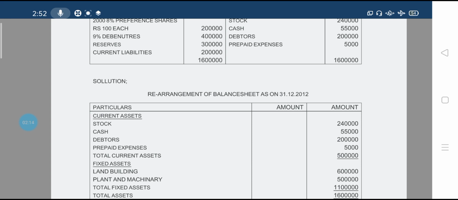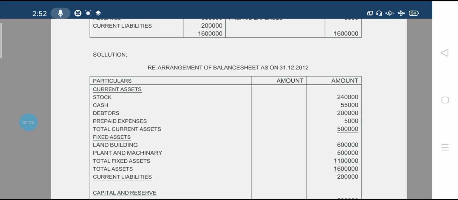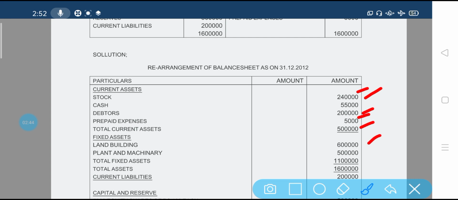the rearrangement is done. The rearrangement of balance sheet as on 31st 12 2012 is as follows. First, the current assets are taken. Stock 2,40,000, cash 55,000, debtors 2 lakh, prepaid expenses 5,000. Total current assets are 5 lakh. And fixed assets, land and building 6 lakh, plant and machinery 5 lakh, total fixed assets 11 lakh. The total assets are 16 lakh. The total of the asset side is also 16 lakh.